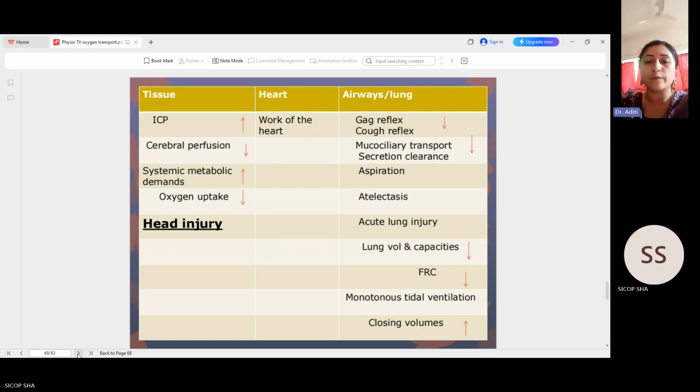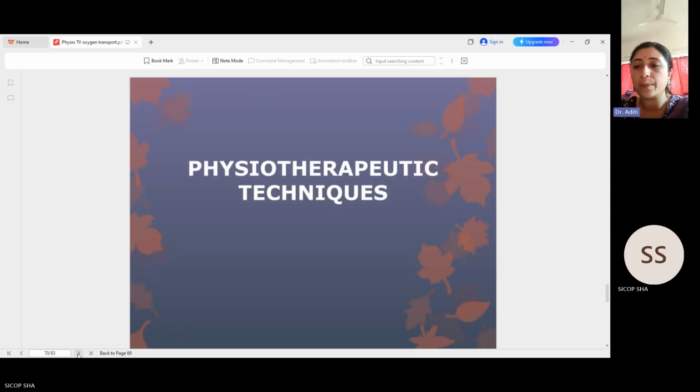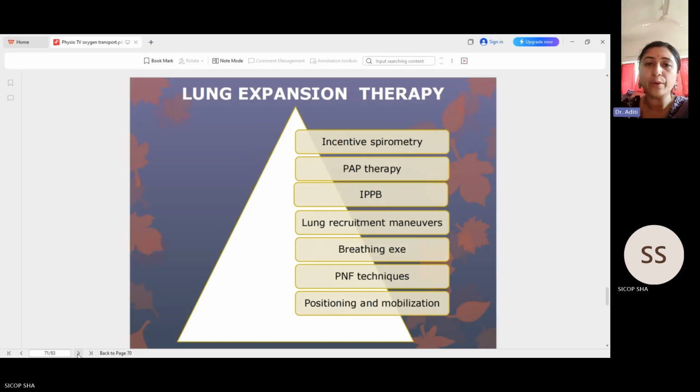Now let's look at the next slide. Let's look at a few physiotherapeutic techniques which play a very important role in oxygenation, and can have a significant effect on V by Q matching. So the ventilation goes up. If the perfusion is going to be better, that will ultimately cause increased V by Q matching, and thereby the saturation will pick up. Next slide. So we are not going to go into detail, just a brush up on the basic techniques that can have a role in the oxygenation process.